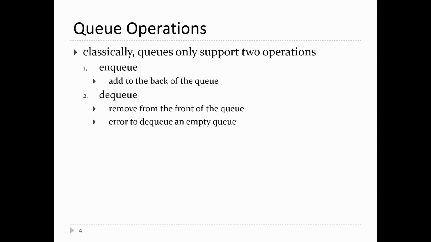Classically, like stacks, queues only support two operations. Enqueue, that's where you get into the queue at the back. Dequeue, that's when you leave the queue from the front. So enqueue is sort of like push, and dequeue is sort of like pop. The difference being that in a stack, things only happen at the top of the stack. In a queue, things happen at both ends of the queue. So it's slightly harder to implement a queue compared to a stack.